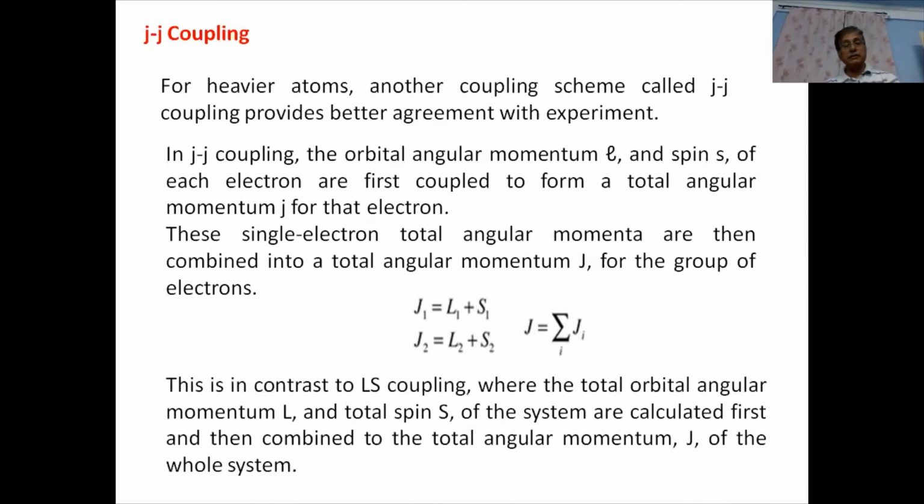This is in contrast to the LS coupling, where the total orbital angular momentum capital L and total spin angular momentum capital S of the system are calculated first and then combined to give the total angular momentum J.